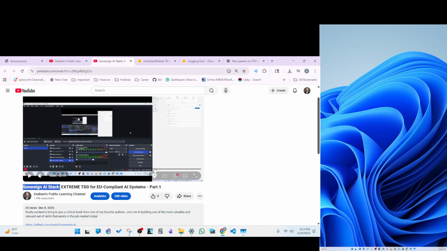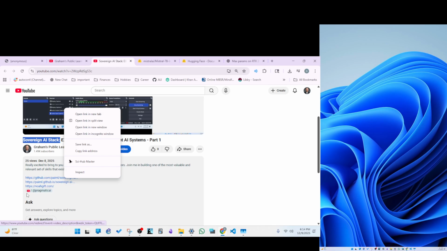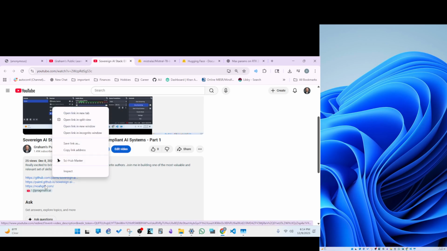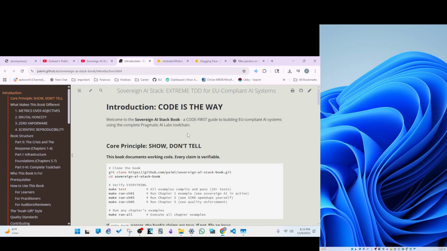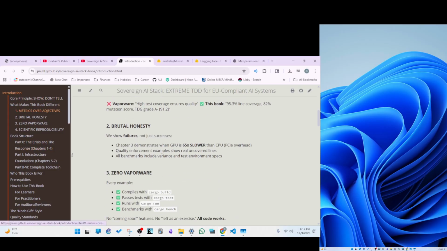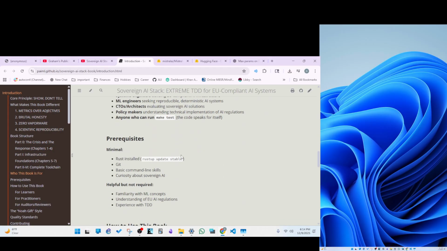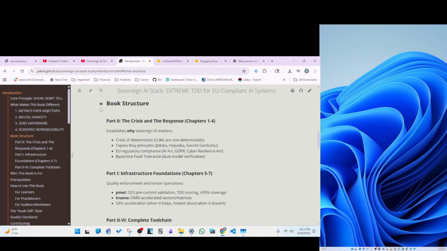I'm interested in agentic AI. I'm interested in this book. So no more screwing around here. I'm gonna try to get through this introduction section. Book structure. This is where we left off. All right, so book structure.